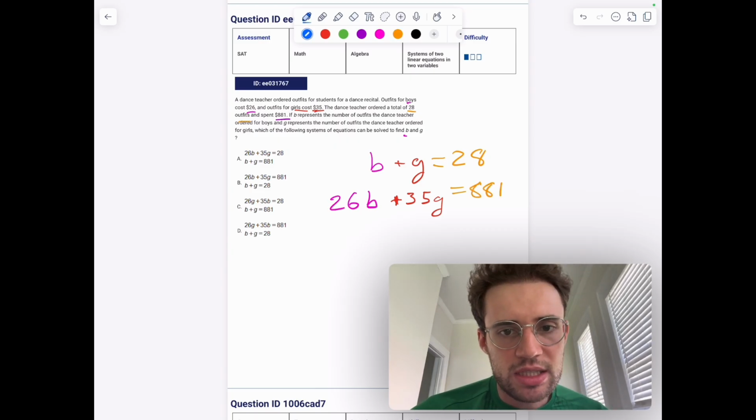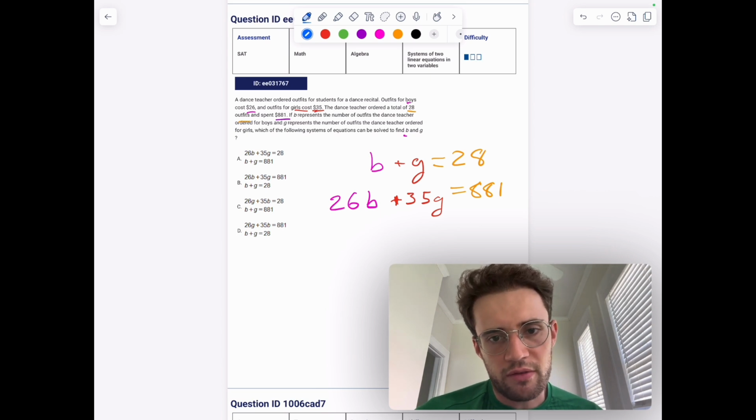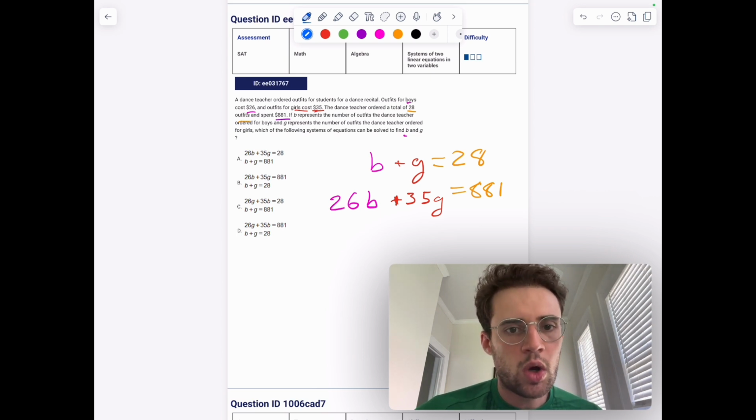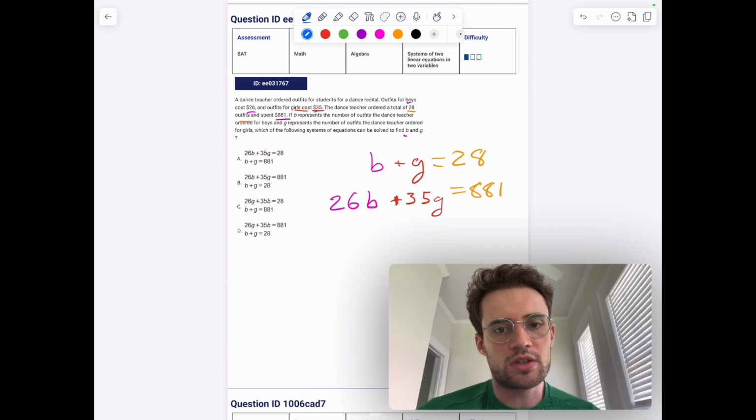If B represents the number of outfits the dance teacher ordered for boys, and G represents the number of outfits the dance teacher ordered for girls, which of the following system of equations can be solved to find B and G?